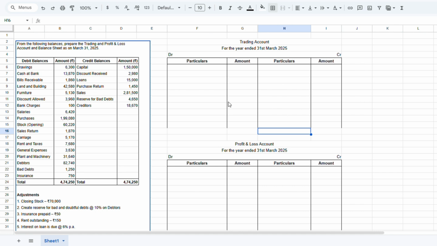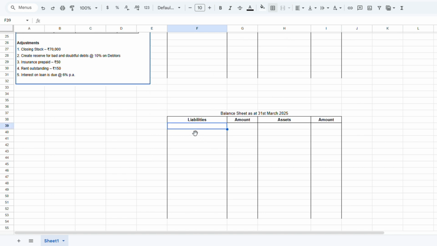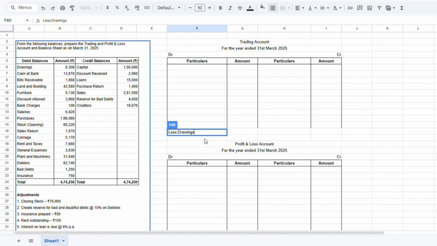Let's start with the first transaction. Drawings 6,300. Drawings we will deduct from capital. So first capital, less drawings, that is 6,300.